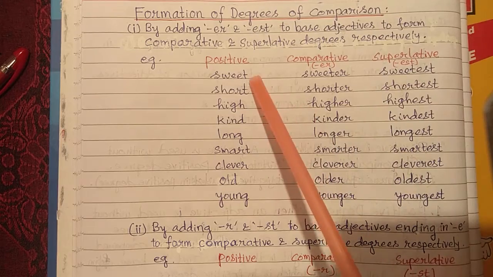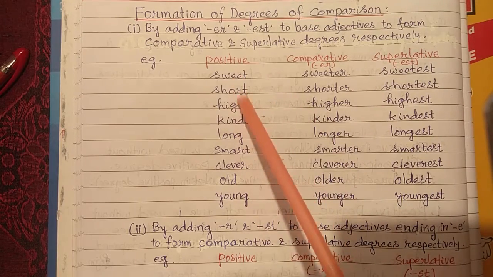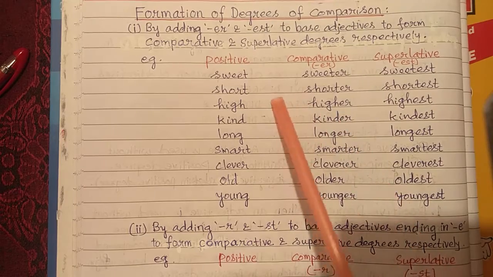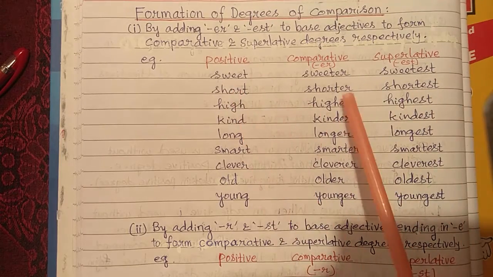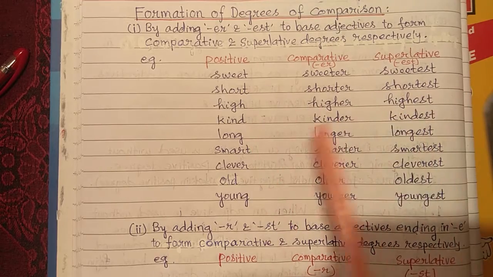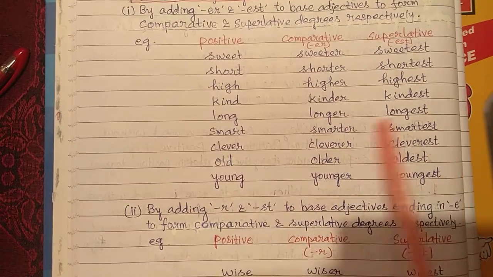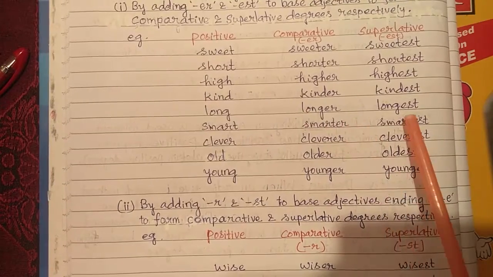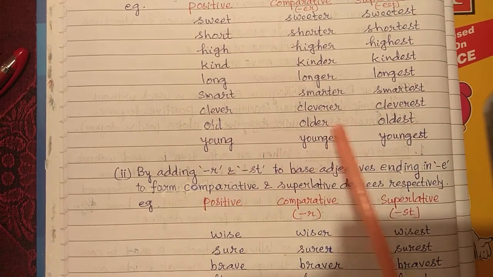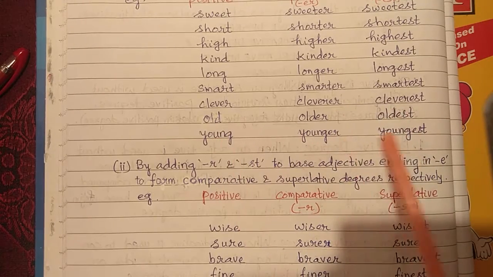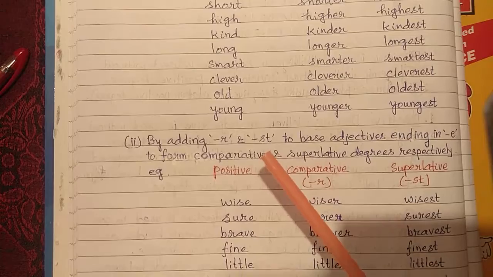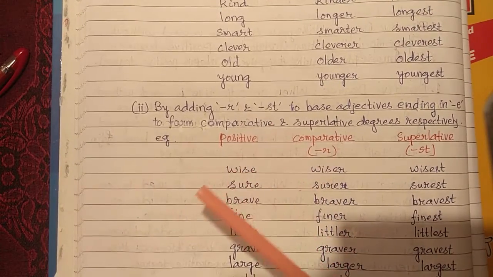So likewise, the other adjectives can be written in the comparative and superlative degrees. You see, short, shorter, shortest, high, higher, highest, kind, kinder, kindest, long, longer, longest, smart, smarter, smartest, clever, cleverer, cleverest, old, older, oldest, young, younger, youngest. So this is one way of forming comparative and superlative degrees.